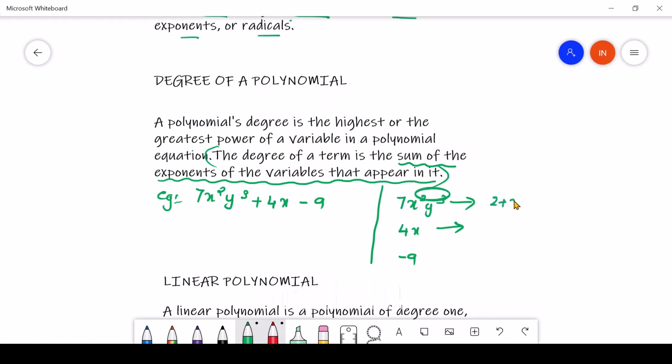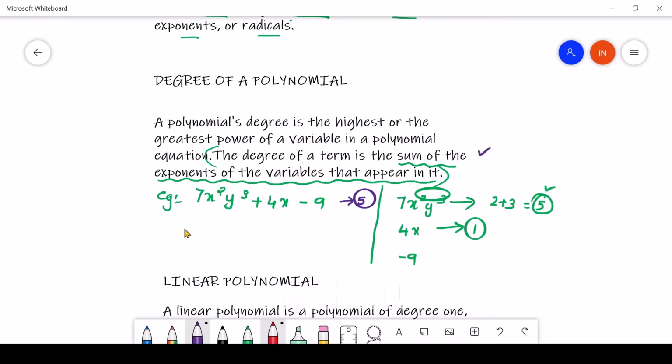That is 2 plus 3 over here. This is only 1. So 2 plus 3 is 5. We have 5 for the first term and 1 for the second term. Which is the highest power? 5, I mean the highest when you add. So the degree of this polynomial is 5. Is it clear what this means?